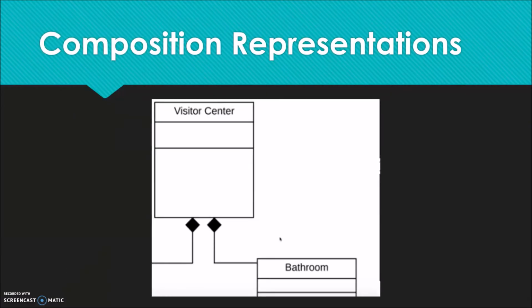Composition is another relationship between two classes that is marked with a full diamond, a diamond that is filled in. It acts in a way opposite to that of an aggregation relationship, as one class exists dependent on the existence of another class. For example, a bathroom in this case cannot exist without a visitor center, so the relationship is marked with a composition diamond.